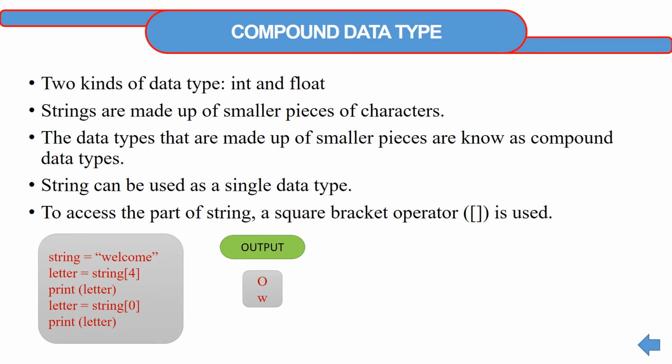The next one: if you start with index 0 and want to print the first character, I have given string of 0, and it will be printed as W. So the output will be O and W.